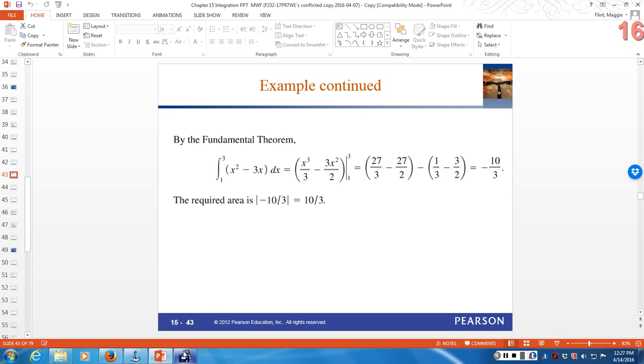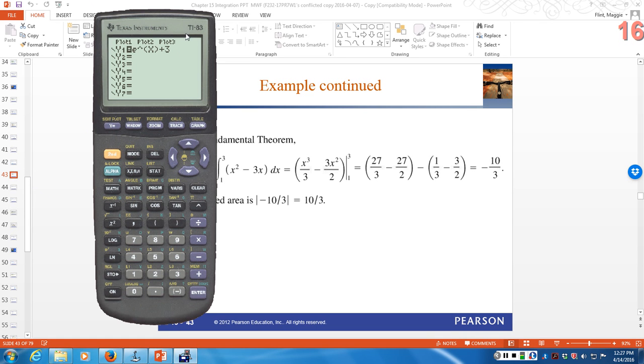Okay. Something you may not have realized is that you can put in x squared. No, I'm going to show you something else.